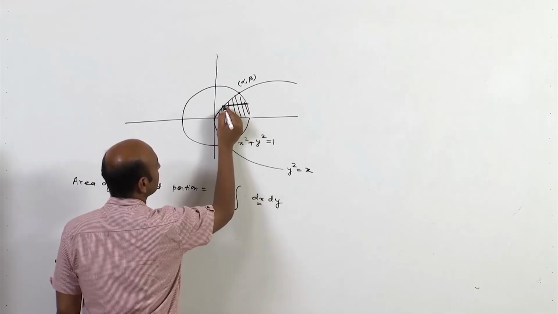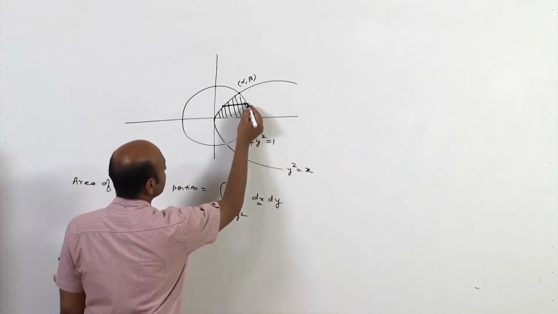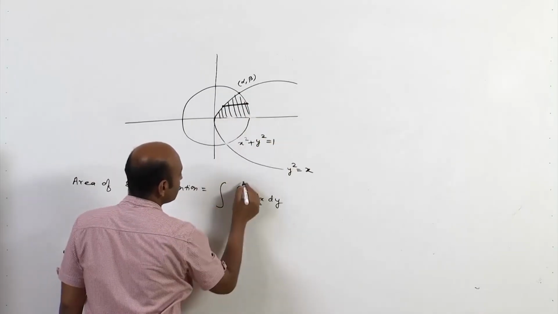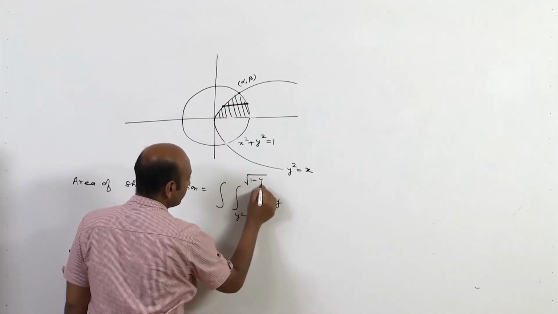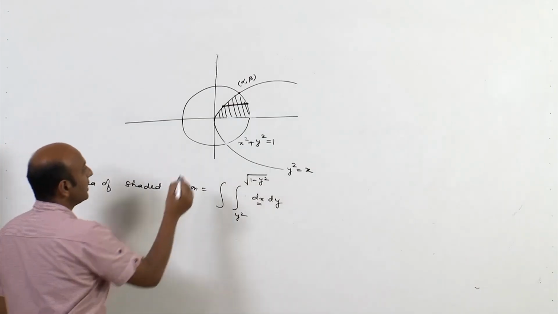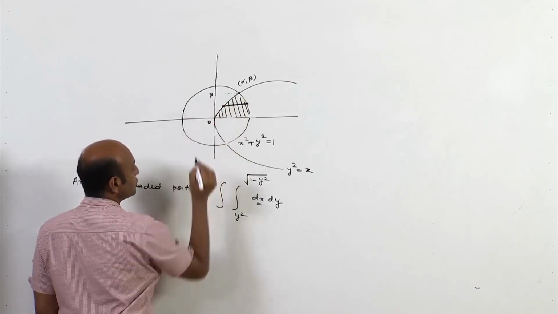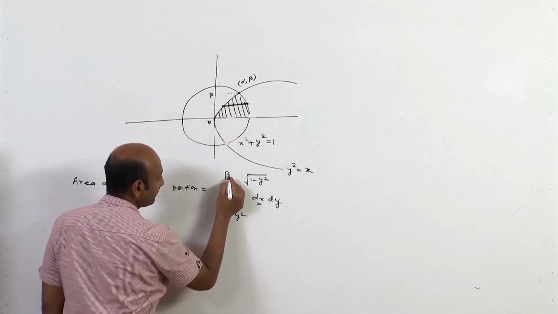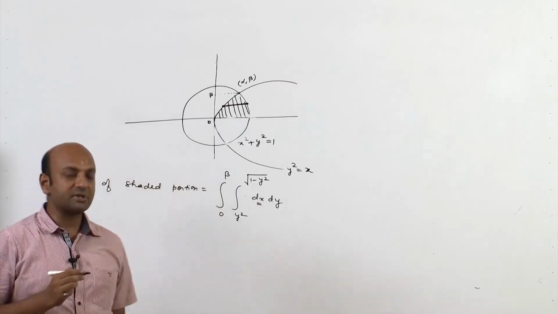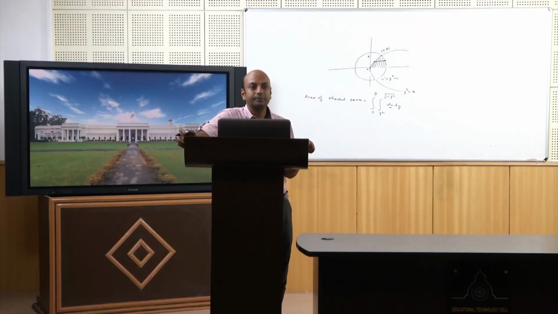What is x here? x here is y square. And what is x here? x here is under root 1 minus y square. And y is varying from which point to which point? Here y is 0 and here y is beta. So y is varying from 0 to beta. So this will be the representation of the area of the shaded region.